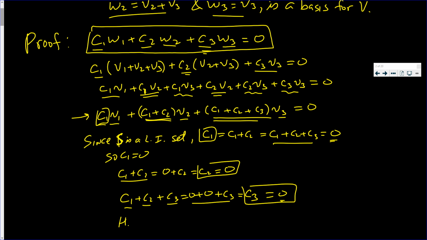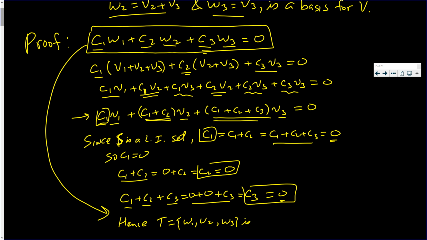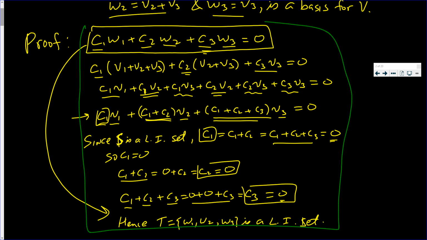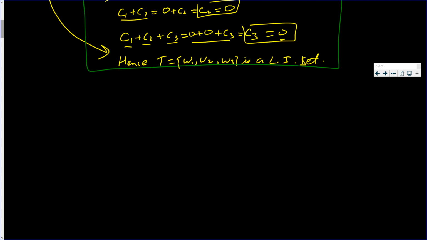Okay, hence, where are we? Hence, this set T, which was W1, W2, W3, is a linearly independent set. So we have half of it. Took a lot of writing, but we have it. Nothing complicated even. Okay, now we want to show that it spans.